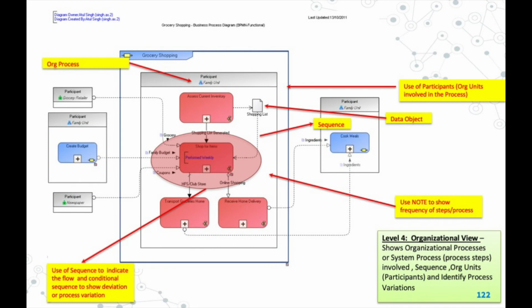Next, we do a double click on grocery shopping. As input, you have the grocery retailer, your budget, and maybe a newspaper. Before you go shopping, it's not uncommon to assess your current inventory, see what you've got in the pantry. That generates your shopping list for the items that you're going to shop for. And then there's some form of transportation back to the home once you've completed your shopping.